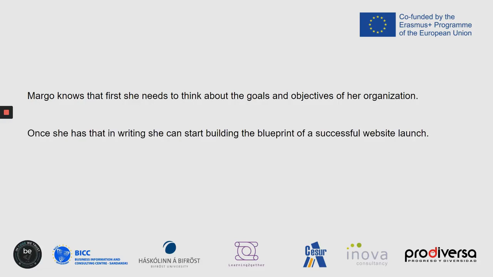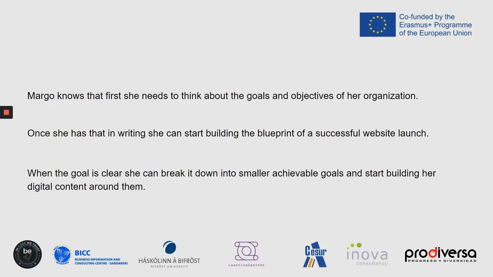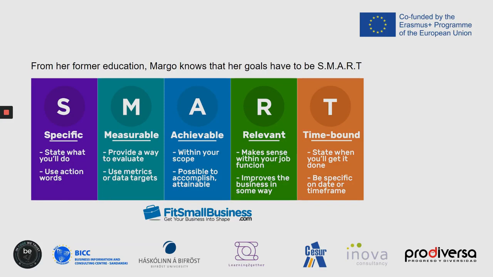Margot knows that first she needs to think about the goals and objectives of her organization. Once she has that in writing, she can start building the blueprint of a successful website launch. When the goal is clear, she can break it down into small, achievable goals and start building her digital content around those goals. From her former education, Margot knows that her goals have to be SMART: specific, measurable, achievable, relevant, and time-bound.